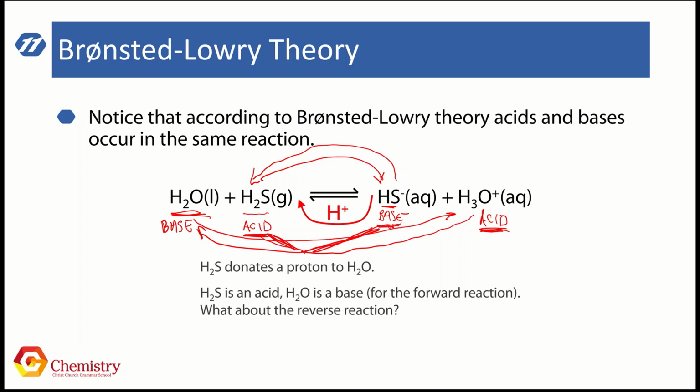The thing that is losing a proton, that's the thing that's the acid. Okay, and it's that simple. So really, when you're trying to identify what's an acid and what's a base, according to Bronsted-Lowry theory, you're just looking at how the hydrogens change from one side of the reaction to the other, and it's that simple.